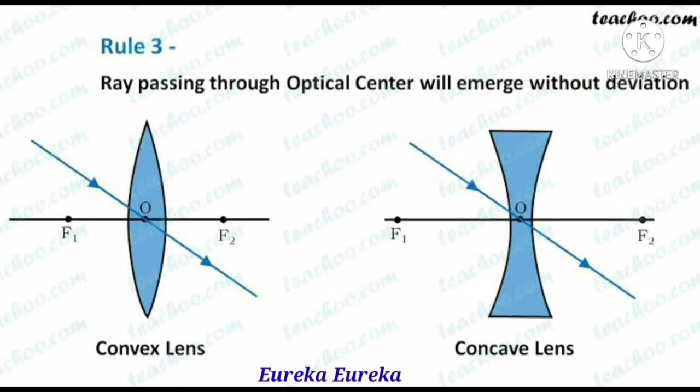आणि लास्टली जो थर्ड रूल आहे it is a rule that is ray of light which is passing through the optical center it goes without any deviation to the other side of the lens. म्हणजे या ठिकाणी त्याचं डेव्हिएशन होत नाही, डायरेक्शन चेंज होत नाही, हे इथे महत्त्वाचं आहे.